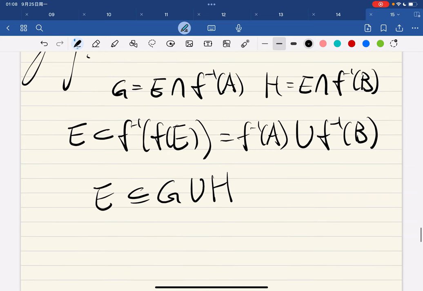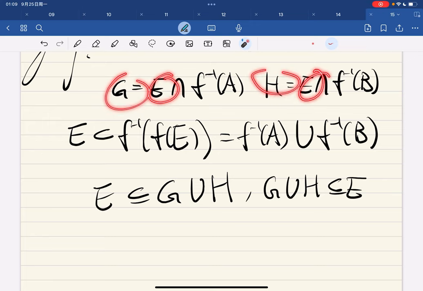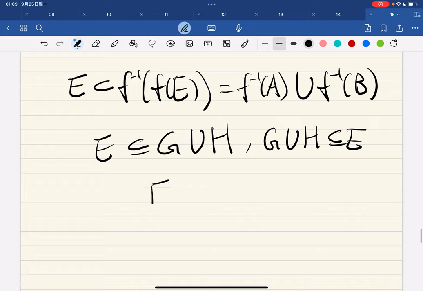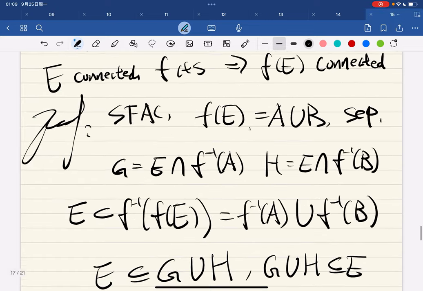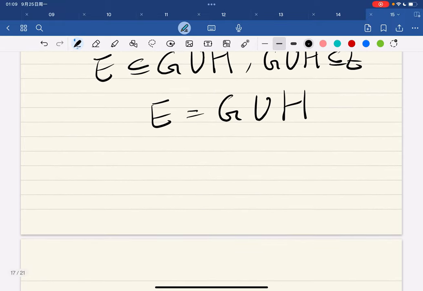And also, we know that G union H is a subset of E, right? Because if you're in G, then you're in E. If you're in H, you're in E. So no matter if you're in G or H, you are in E, of course. So we have E equals G union H. So for contradiction, we guess G and H are separated.